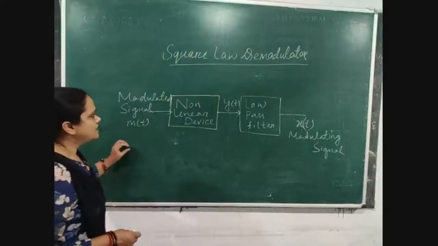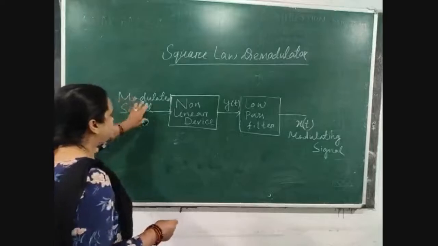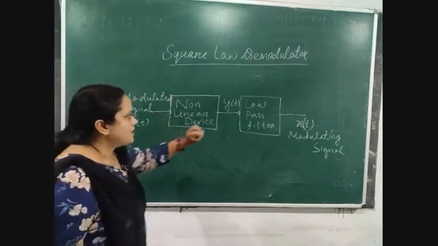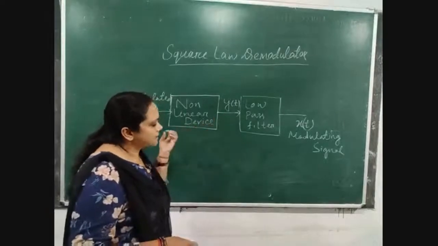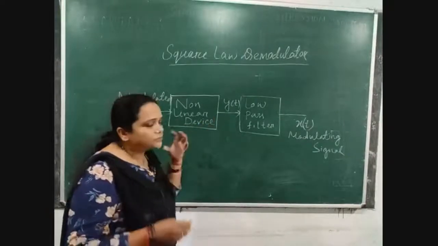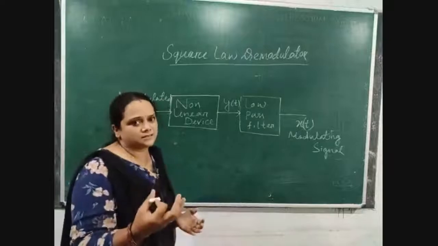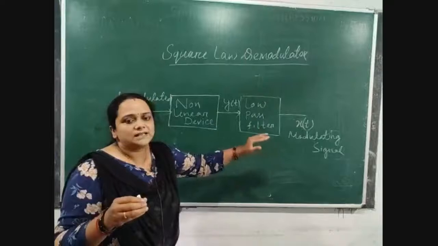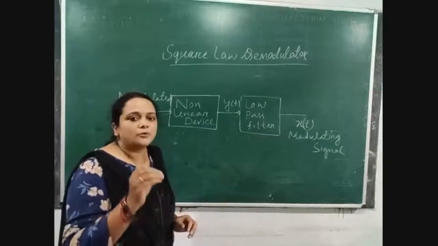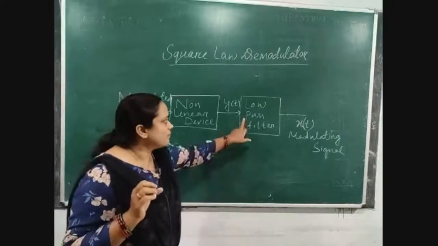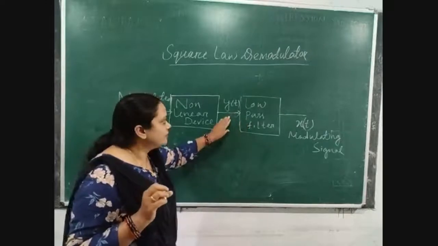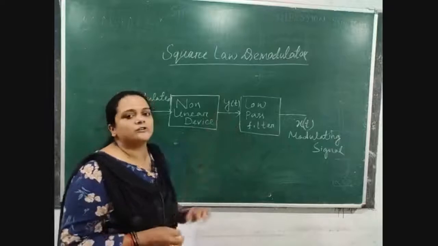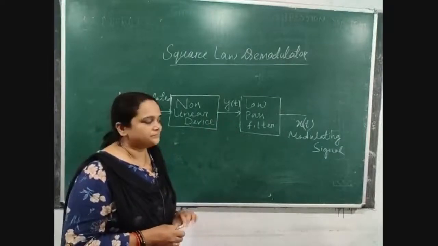So when we give the modulated signal, at the non-linear device output we get a number of frequencies, but at the end in the modulating signal we only need the modulating frequency. So the low pass filter is used to filter out the undesired frequencies from the output of the non-linear device.